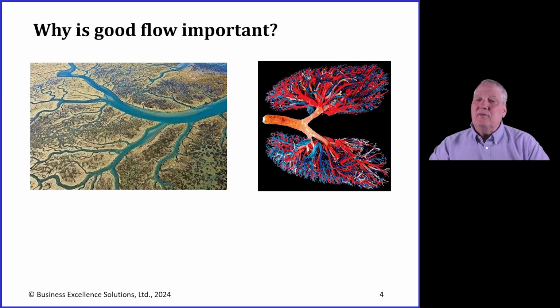So why is good flow important? So here we see two different types of systems. We see a river system. I think that's the Yangtze River in China. And what we see is it's flowing from the little brooks and tributaries into the branches and then into the main river and finally into the ocean. That's an outward flow. It's a one-directional flow of the process.